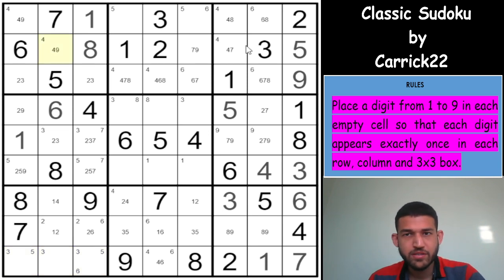So I was hoping that this would have helped me much more, but it's not helping that much. So 3 is in these 2 cells, right? Okay. Wow, this is beautiful, guys.